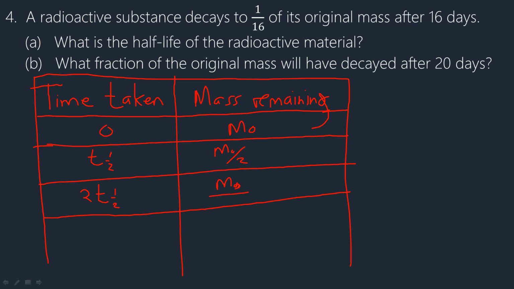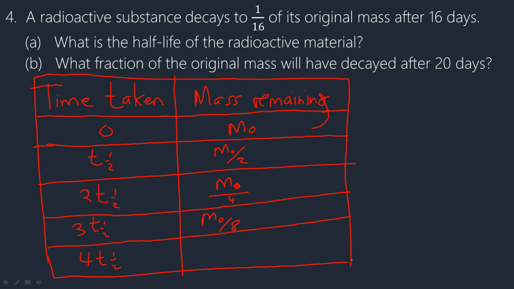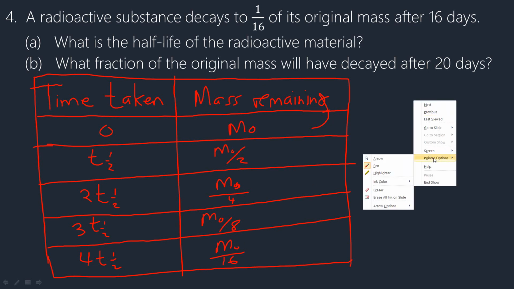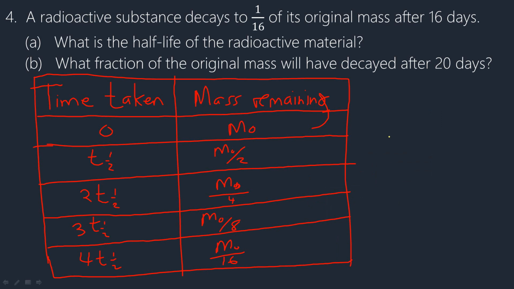Then after 2 half-lives, you're going to have m0 over 4. After the third half-life, we are having m0/8. After the fourth half-life, you have m0/16.